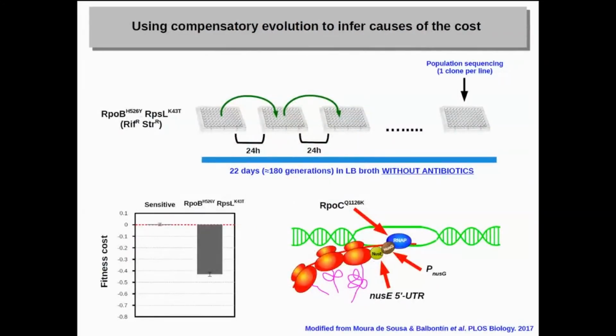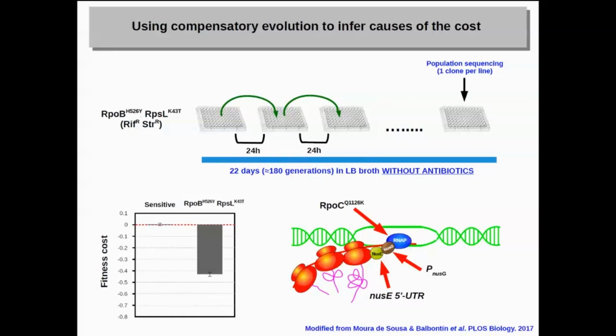What we did was a selection. Now it's called experimental evolution, but it's basically a long-term selection. In this case, we got a genotype that has a very large fitness cost, over 40%. It's a double mutant that has a rifampicin mutation and a streptomycin mutation.